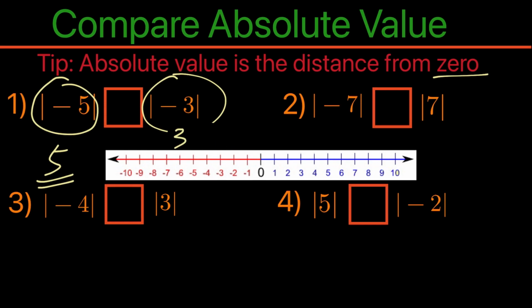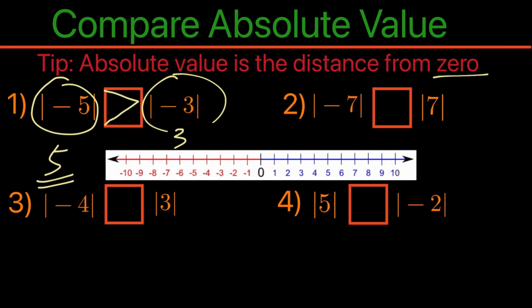And now that we have these numbers figured out, 5 and 3, now we can compare them. 5 is greater than 3, so the first answer would be greater than. Now for the second example, we have absolute value of -7 and 7.